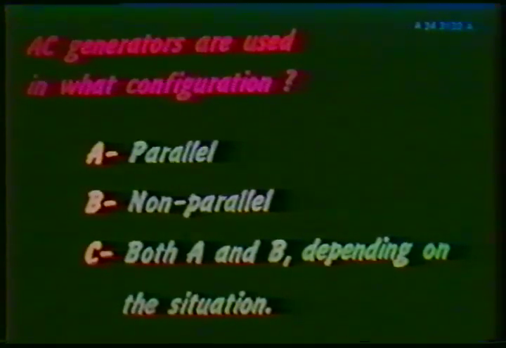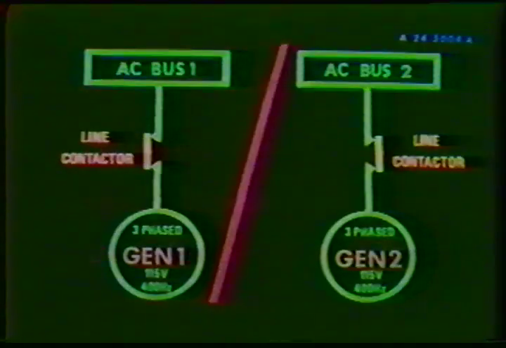B is the correct answer. Remember, an automatic control circuit prevents parallel operation. Great care has been taken to prevent this possibility, even under failure conditions.